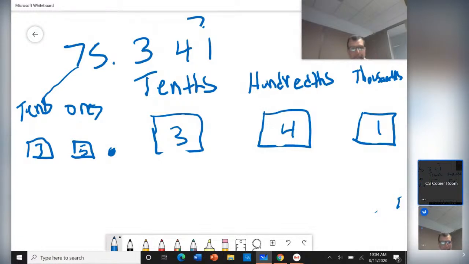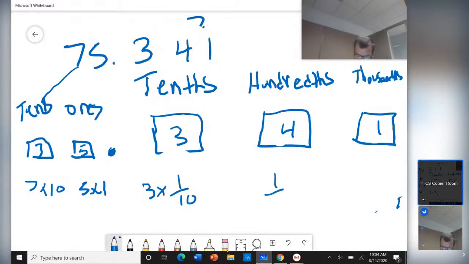Now, if I ask you for scientific notation, you would do 7 times 10, 5 times 1. Then the tenths, remember, it's 1 over 10, that's a tenth, so 3 times that. In the hundredths, it'd be 1 over 100, and that'd be 4 times that. In the thousandths, it's 1 over 1,000, and it would just be 1 times that. So that would be the scientific notation.